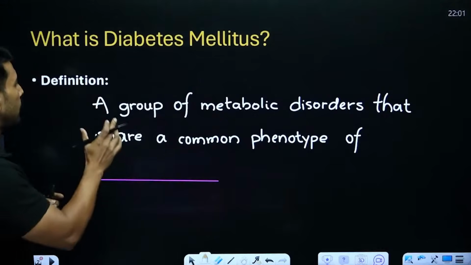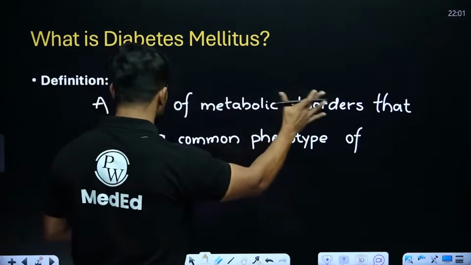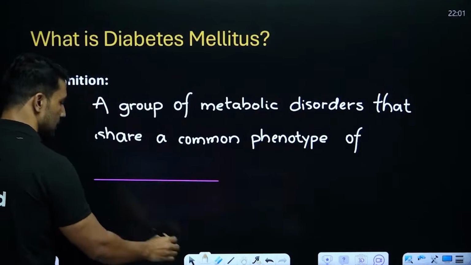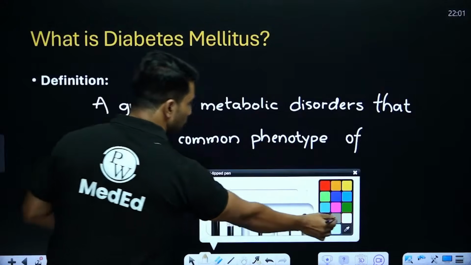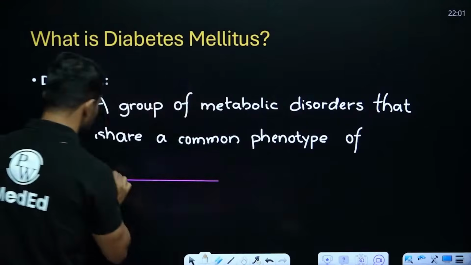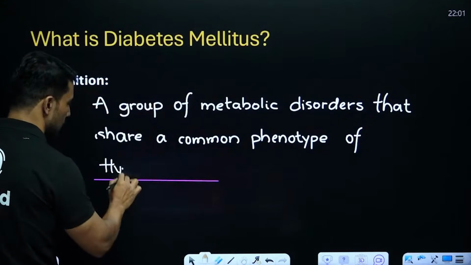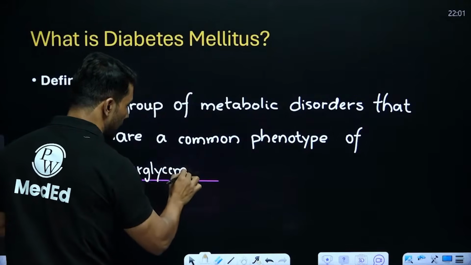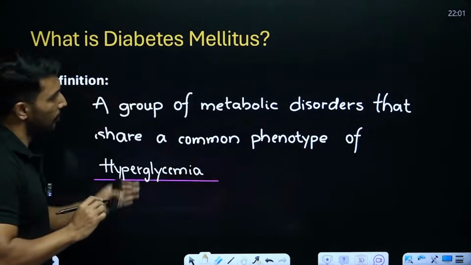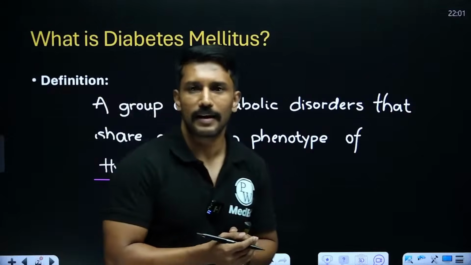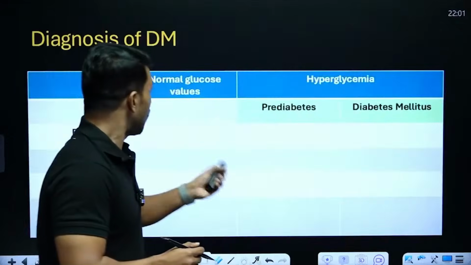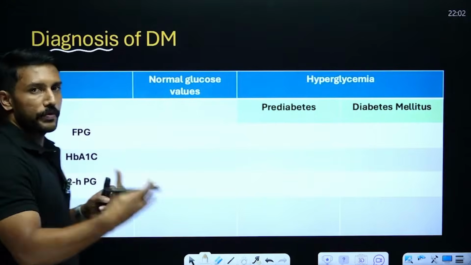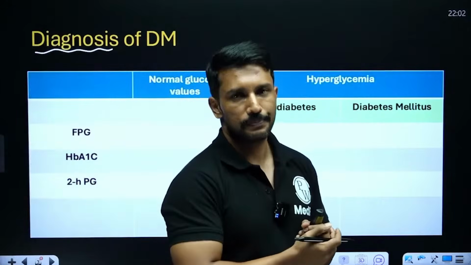So that's why I will define it as a group of metabolic disorders that share a common phenotype of hyperglycemia. Any condition where hyperglycemia is present, we can count it as diabetic. Of course, the underlying pathophysiology will be different. Okay. Now, the diagnosis of diabetes mellitus is what we will first talk about before we talk about the types.